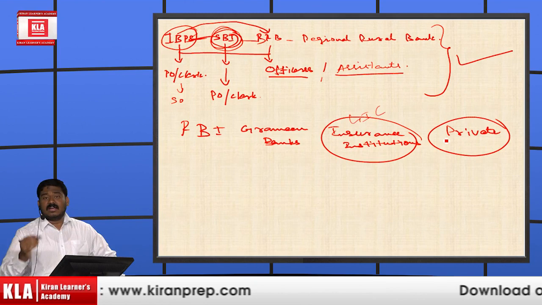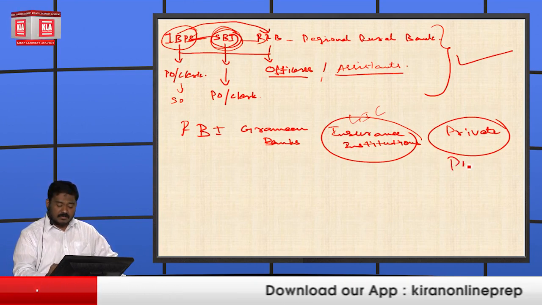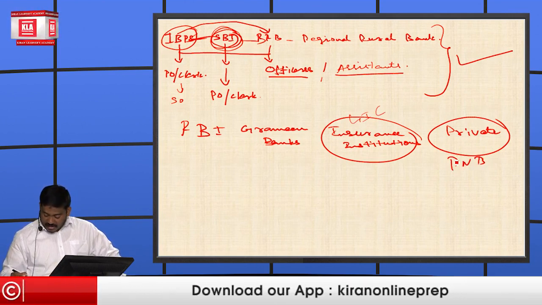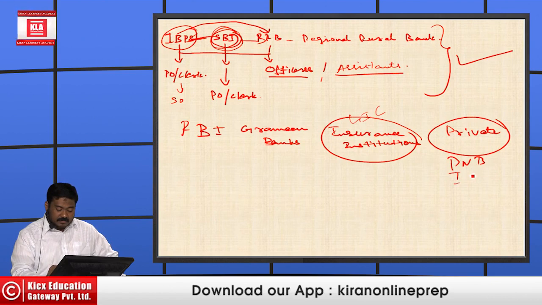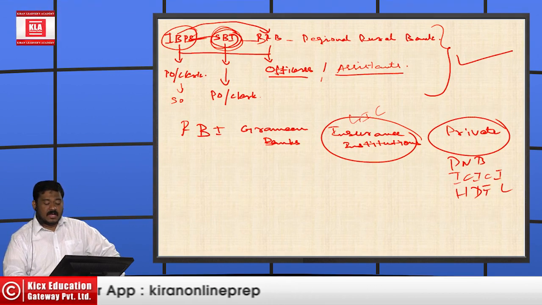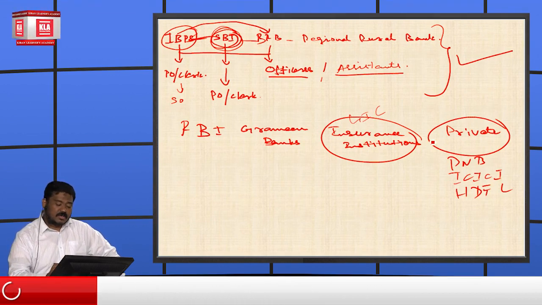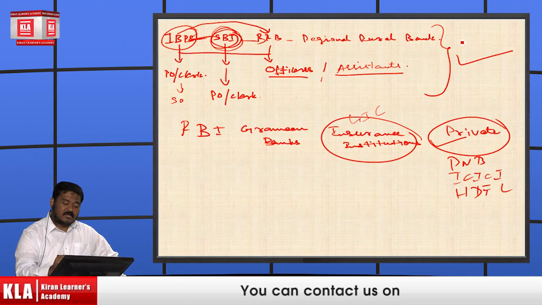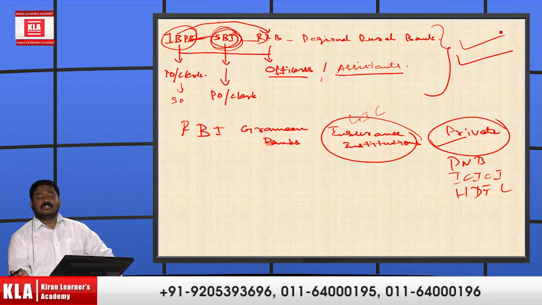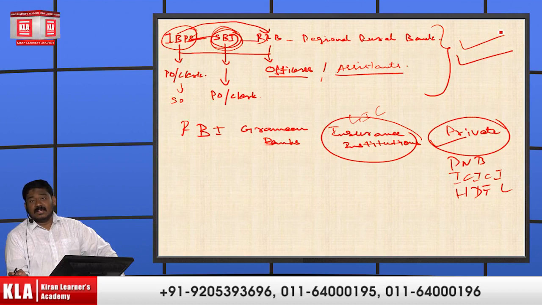or any private banks we can consider, PNB or ICICI Bank, HDFC, and all such other banks. Why? Because these are all known as private and these are all known as government institutions. That's why we call it that SBI is a national bank and IBPS conducts exams for the nationalized banks.